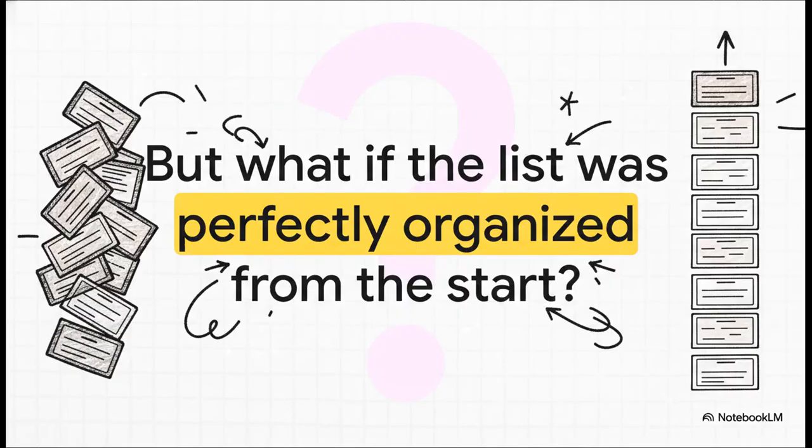And that kind of leads us to a huge realization. The real problem isn't the searching, it's the disorganization, it's the chaos. So what if we could fix that? What if our list was perfectly organized by student ID right from the get-go?